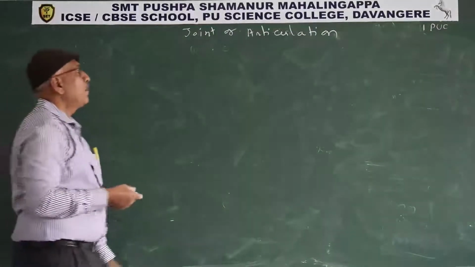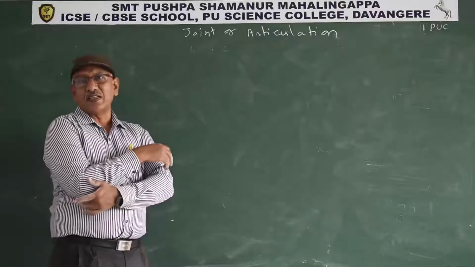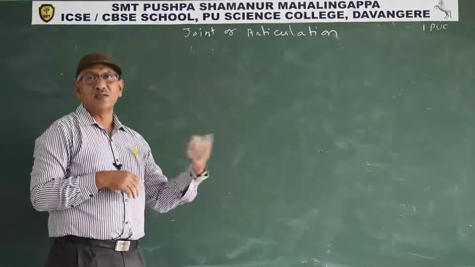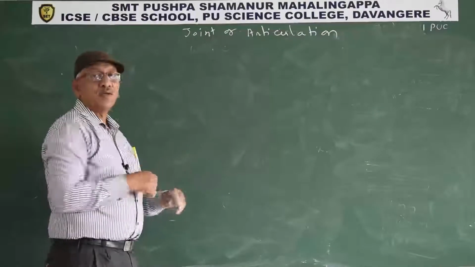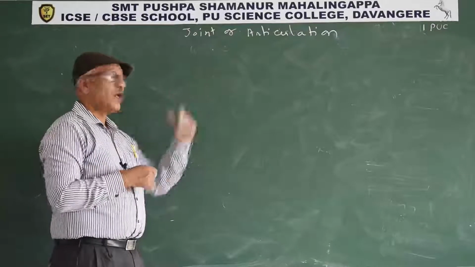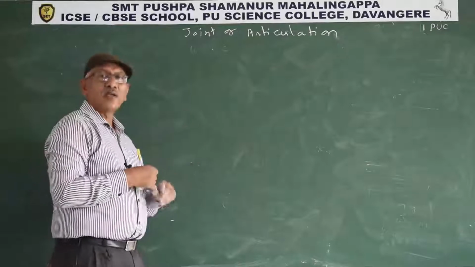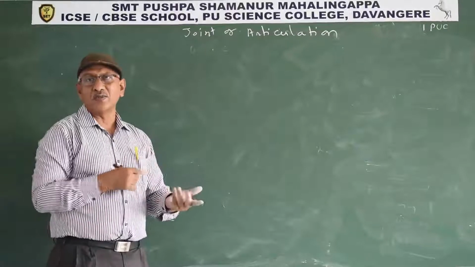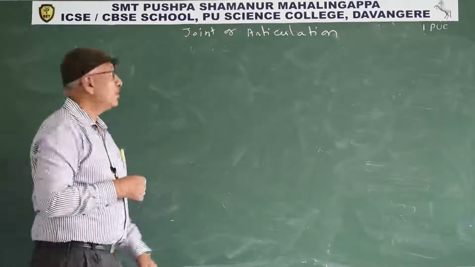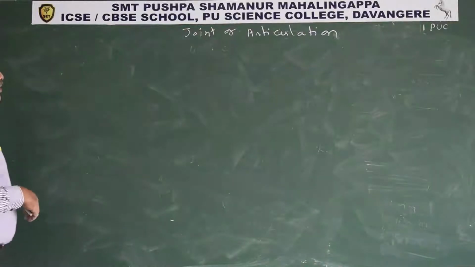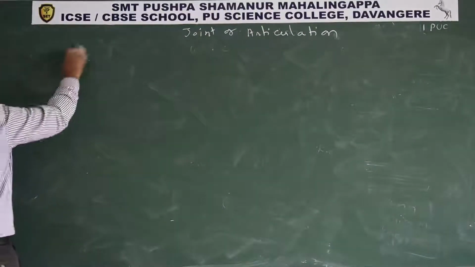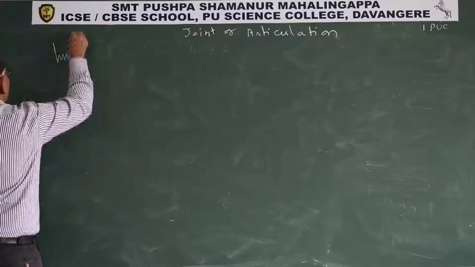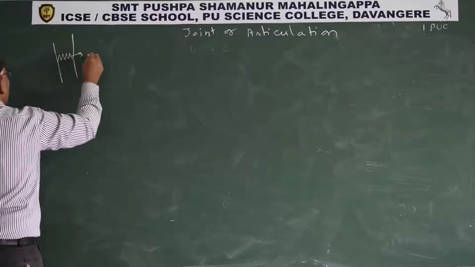Depending upon the structures present in the joints, joints are of three types: fibrous joint, cartilaginous joint, and synovial joint. In a fibrous joint, fibers are present, that is, dense irregular connective tissue is present. If cartilage is present, that is a cartilaginous joint. Fibrous joints are of three types. So, suture.